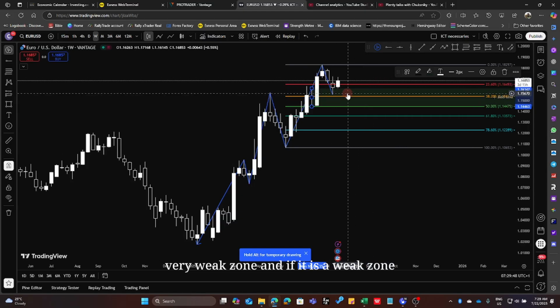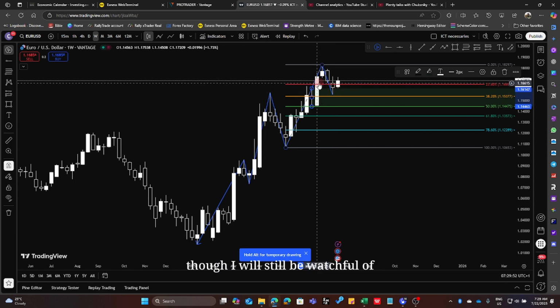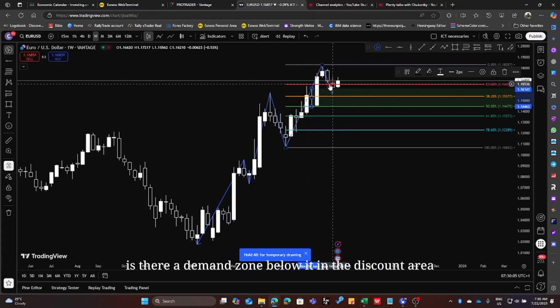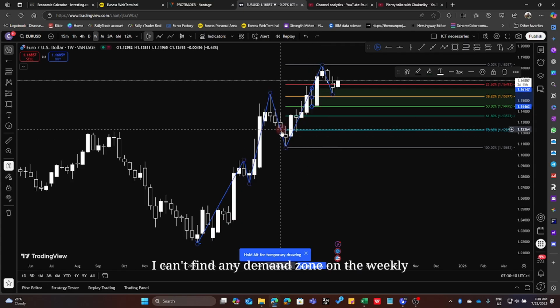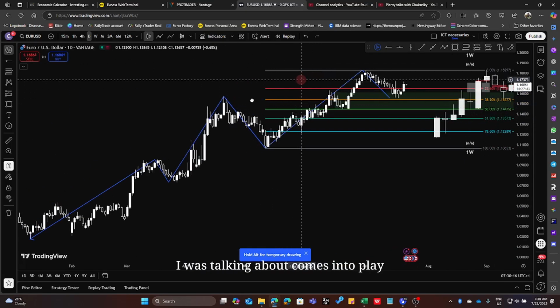And if it is a weak zone, I do not want to be trading buys in this area, though I will still be watchful of if buying situations are occurring, but I won't be keen to take it. Now, if this is a demand zone on the time frame, is there a demand zone below it in the discount area? Looking through this whole place, I can't find any demand zone on the weekly, so I'll go into the daily. Now, this is where the indicator I was talking about comes into play.